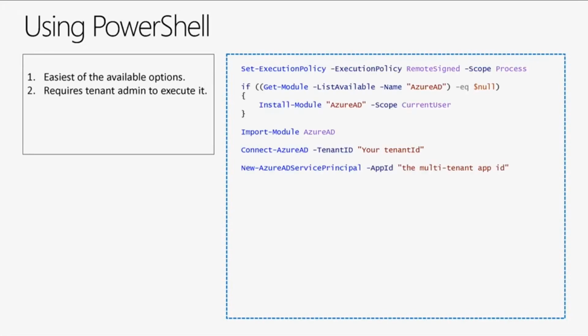The third option is the PowerShell option. Now, PowerShell is preferred for those who are distributing applications while connecting to the administrators of that tenant, because usually the admin or IT departments are familiar with PowerShell. And it's the easiest one to use. You need a tenant admin to execute.